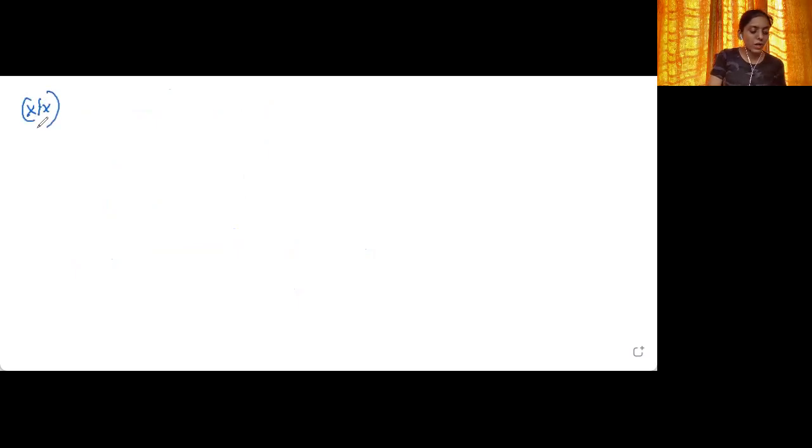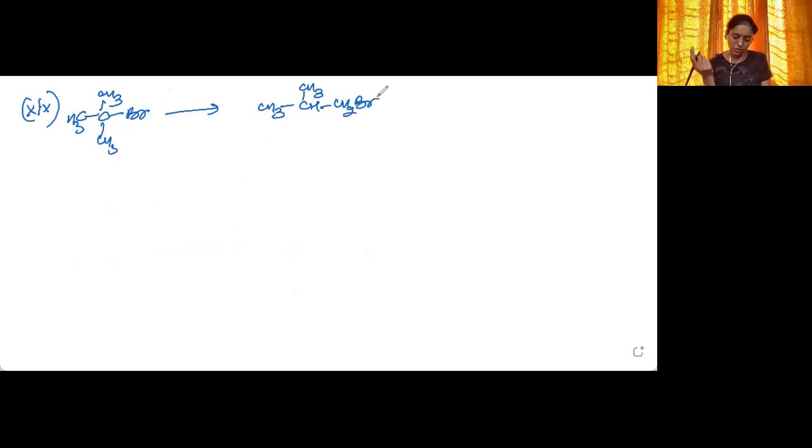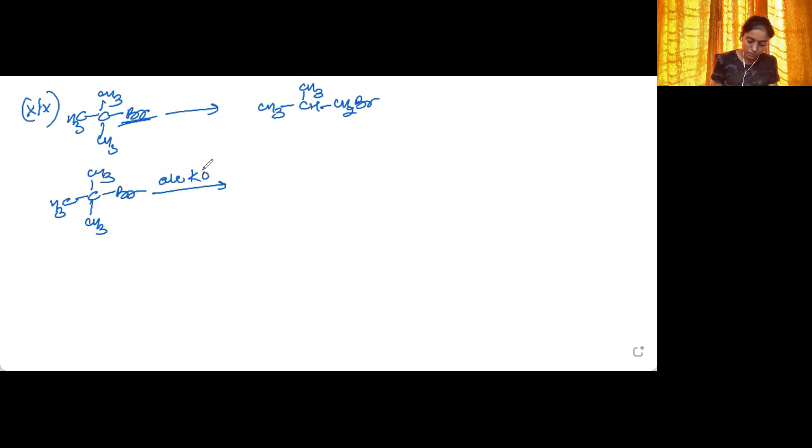Next, the 19th part of this question is tertiary butyl bromide to isobutyl bromide. So this is the tertiary butyl group. We need to convert it into isobutyl bromide, not secondary. Okay, this is isobutyl bromide. Let's see how you can do it. First of all, we need to remove it from this position, so I will be doing dehydrohalogenation with alcoholic KOH.